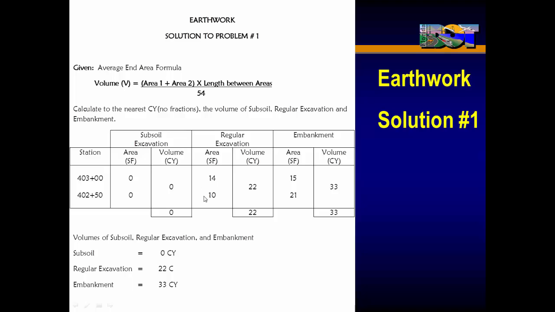Now the other one, of course, we're going to take our 14 plus our 10 times 50 feet divided by 54, which is going to give us 22 cubic yards. So that's our regular excavation. And then for our embankment, we're going to take our 15 plus our 21 for area 1 and area 2 times our 50 feet between areas, which is 403 to 402.50, divided by 54, which is going to give us our 33. So now we have the solution to our problem. We have 0 subsoil excavation, so there would be 0 cubic yards. Our regular excavation is 22, and our embankment is 33.